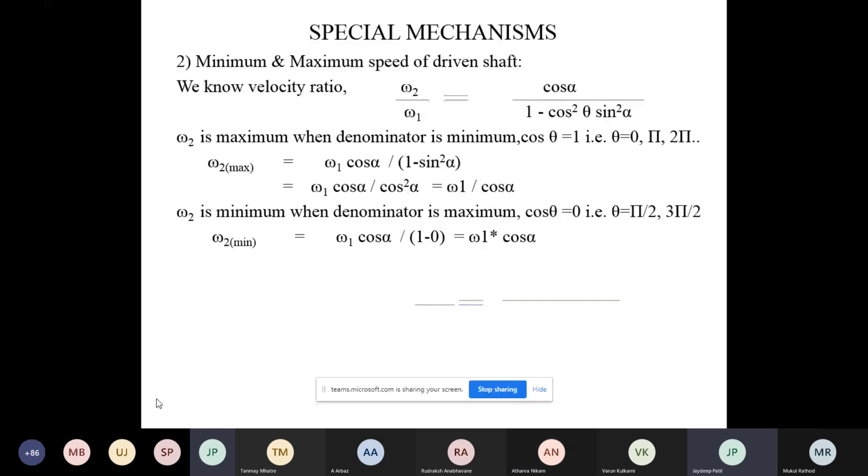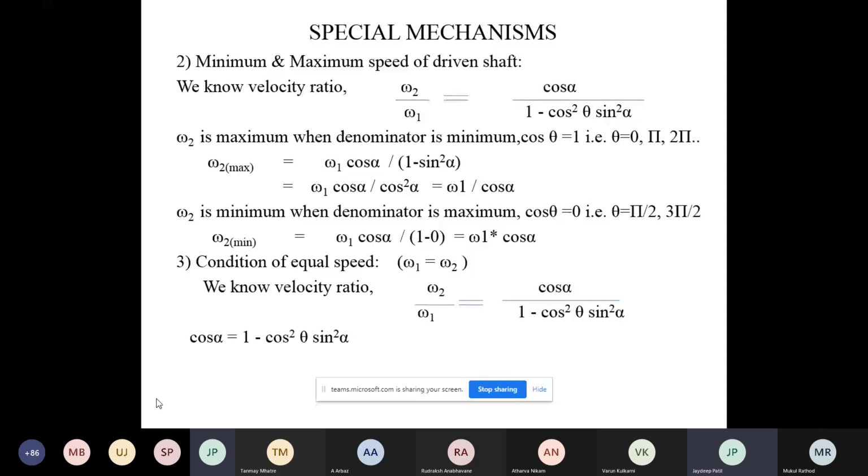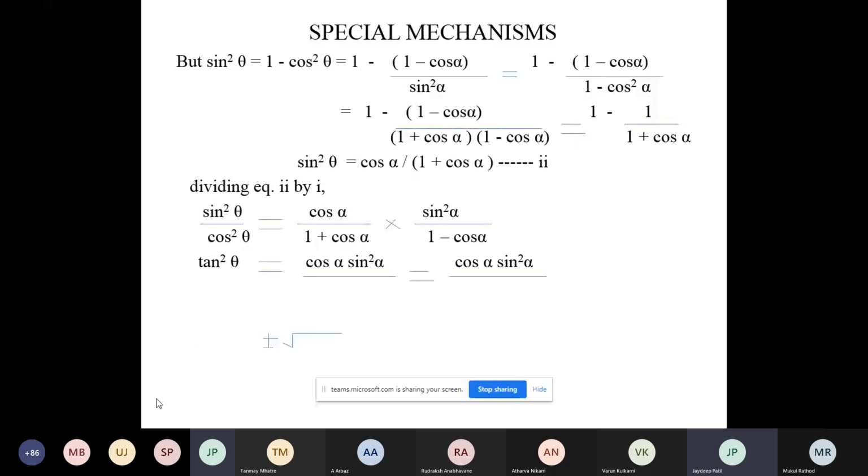Find out the maximum and minimum speed by using this formula. Okay. Now next is the condition of equal speed. Now where you will get the equal speed? This omega 1 is equal to omega 2. The speed of the driving and driven shaft are equal. Now you will get the condition of the equal speed. Only see the formula. There is no need to write this derivation also.